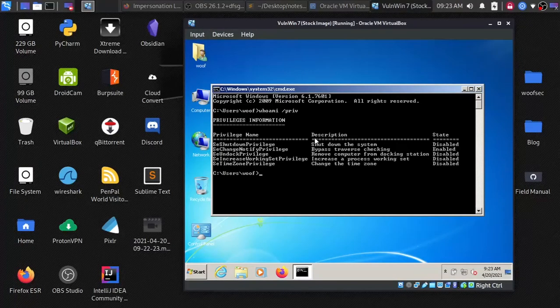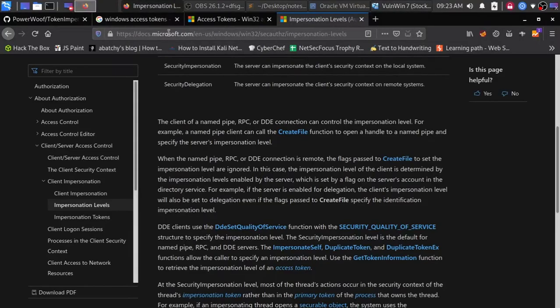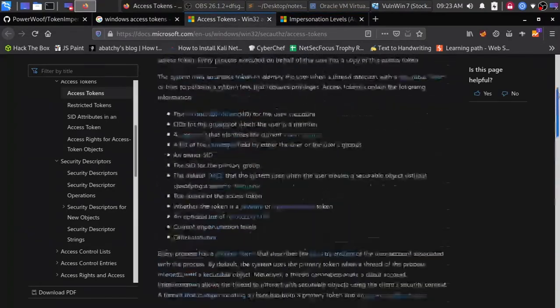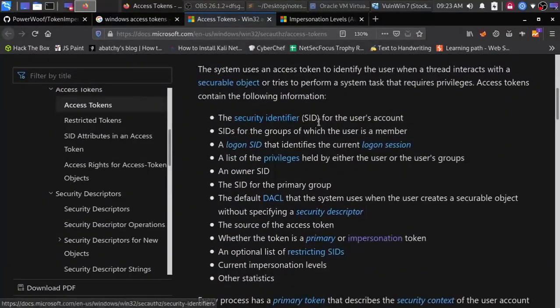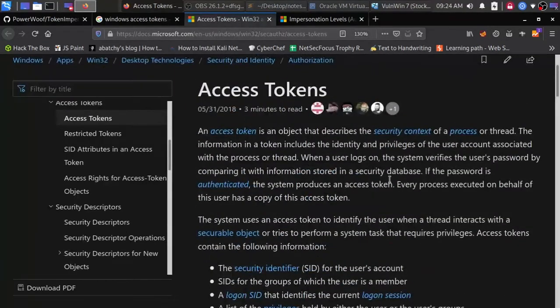Access tokens contain a load of information. You can see here in this MSDN page that I opened up that access tokens contain a host of things. Scroll down and you will find the SID for the user's account. Basically, these identify the user as well as their privileges on the system, plus it contains the default DACL, and these are some of the most important things present inside an access token. In addition, one little thing I forgot is the list of privileges held by the user. Whenever you log in, these tokens identify you to the system.